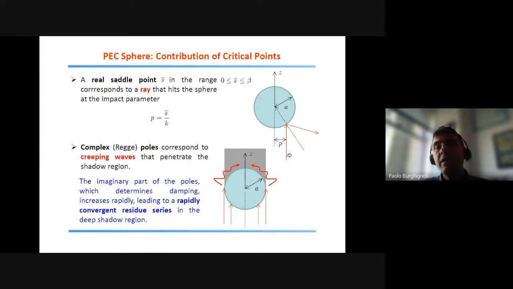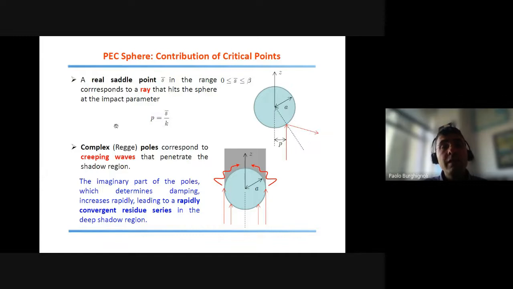So we have a ray that impinges on the sphere and will be scattered. Consider that now we are treating a perfectly conducting sphere, so there is no field transmitted inside, but only an incident and the scattered field outside the sphere.